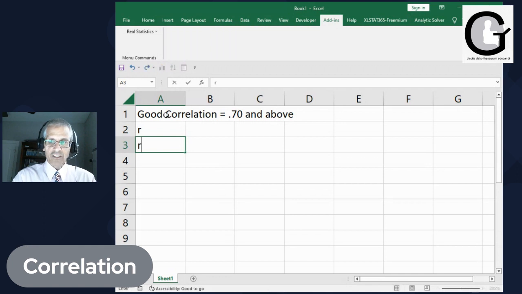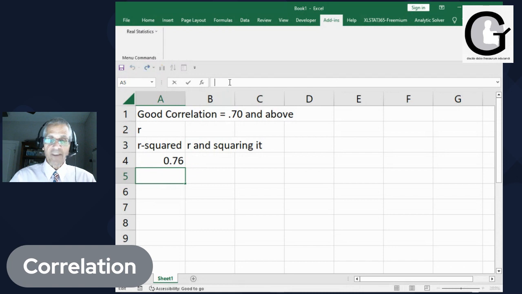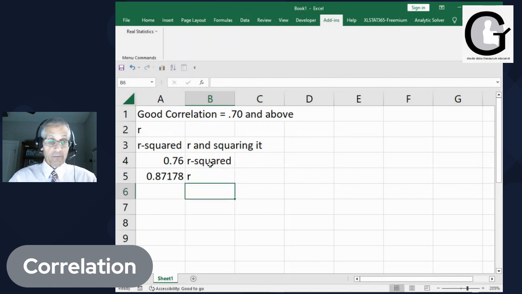Now, a correlation is basically what they call R. R squared is literally taking that R and squaring it. That's all it is. So if you have an R squared of 0.76 and I take the square root of this, I have 0.87. So that's the R squared, and this is R. Ladies and gentlemen, that is a really, really potent correlation. 0.87 is a very good correlation.